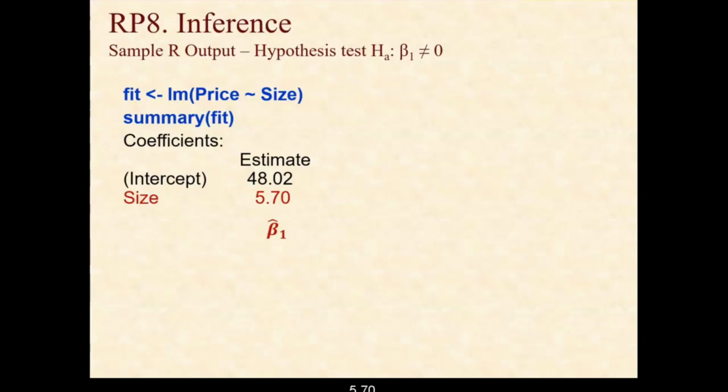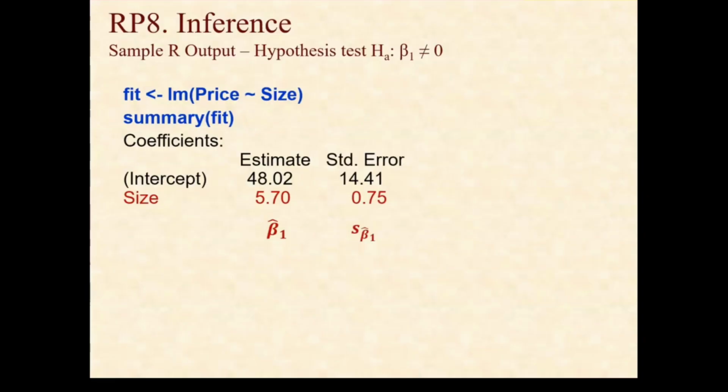Since a house size of 0 is not logically possible, beta naught and beta naught hat are not interpretable in the problem context. The intercept row can therefore be set aside. The value of beta 1 hat is interpretable. Recall that house price is in thousands of dollars and size is in hundreds of square feet. Each additional 100 square feet of house size relates to an average price increase of $5,700 in our sample.